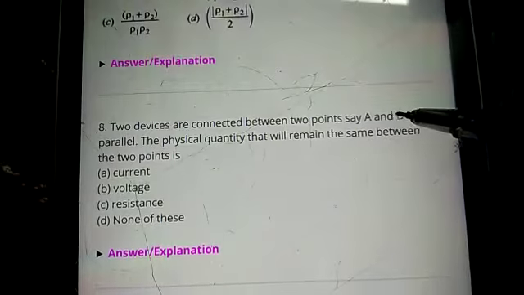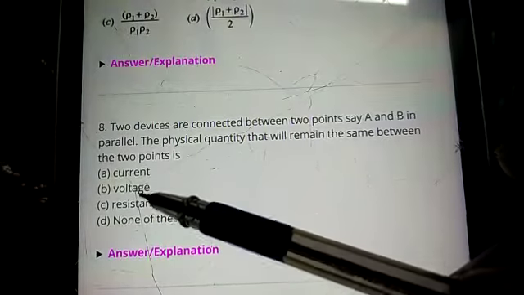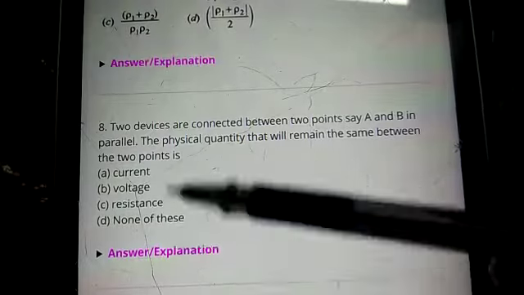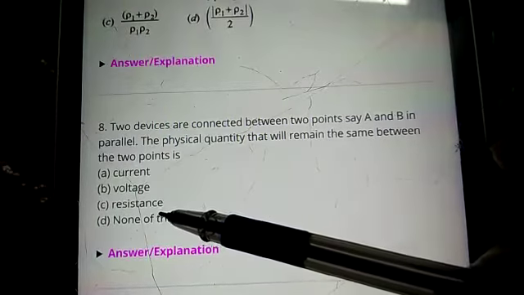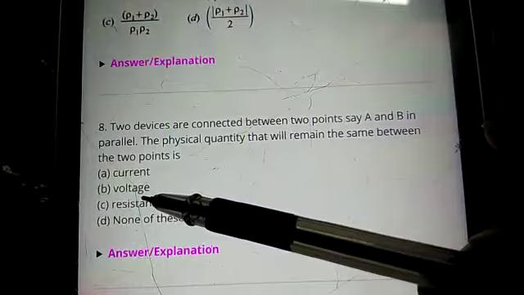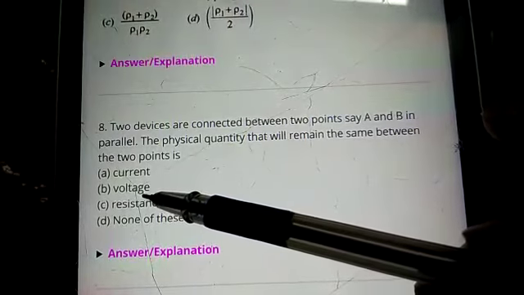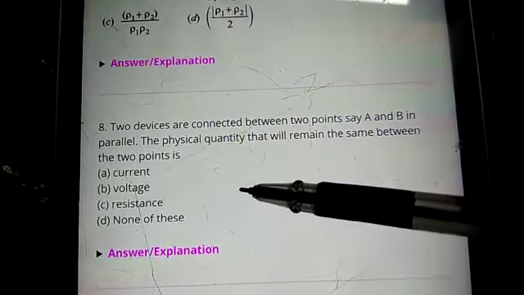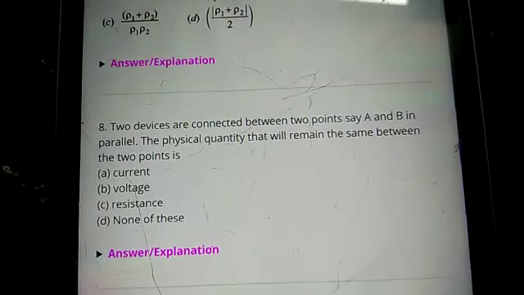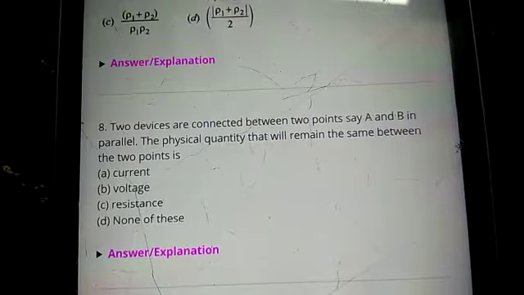Their voltage is fixed. The current will get distributed. If two resistances are connected in parallel, resistance is reduced. So, your correct option has to be B. Voltage remains constant. In series combination, we know that current remains constant, current does not change, but voltage changes. And in parallel combination, voltage does not change, but current changes. Okay. So, for question number 8, your correct option is B.